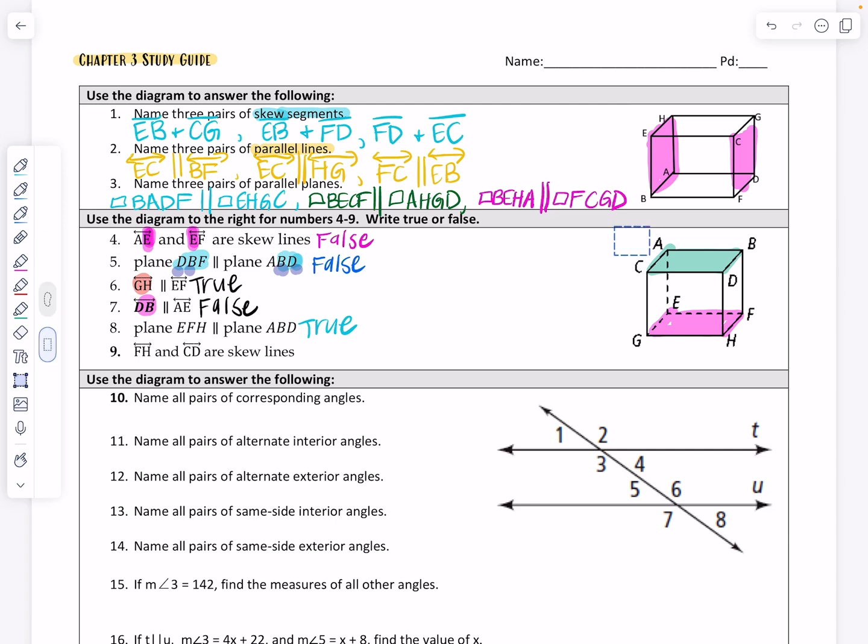All right, and then last but not least for this section are FH, so let's go highlight that, and CD. Are those skew lines, meaning do they never cross and do they face different directions? FH is this line right here, CD is this line right here. Those would never cross, and those are on different planes, meaning they're non-coplanar. So those are, in fact, skew, so this is going to be a true statement. That is a true statement.